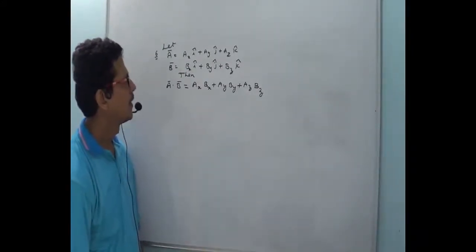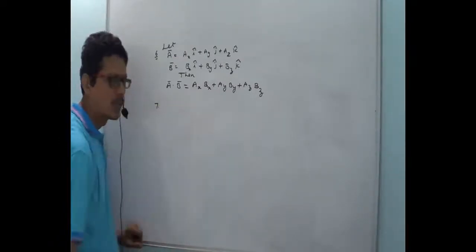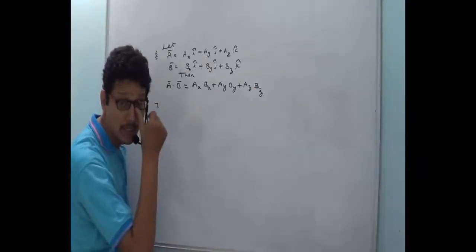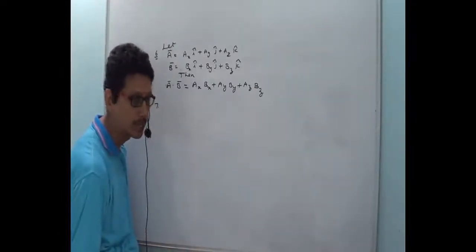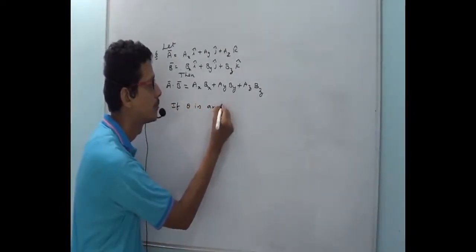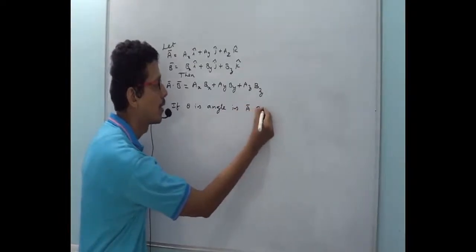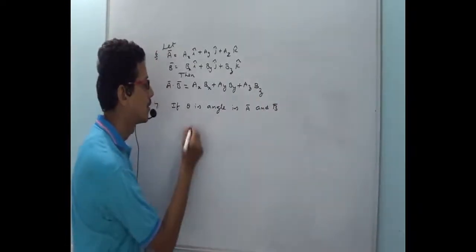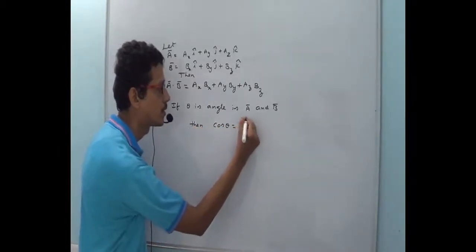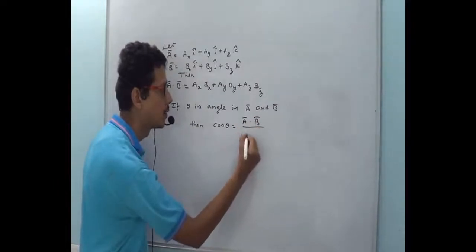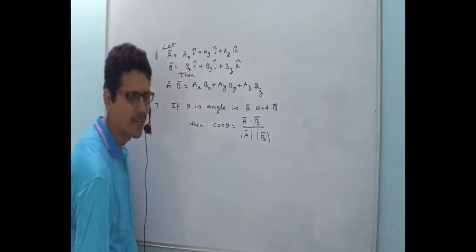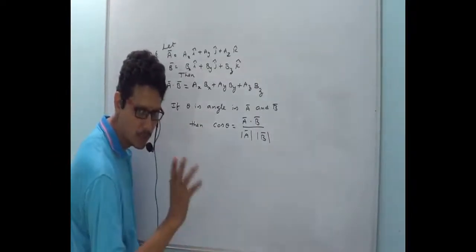Completed, sir. Next, seventh one. If you are asked about the angle between two vectors, then you have to take this dot product. If theta is the angle between A bar and B bar, then the formula for cos theta is A bar dot B bar by mod A bar mod B bar. Modulus means magnitude of the vector, the length of the vector.